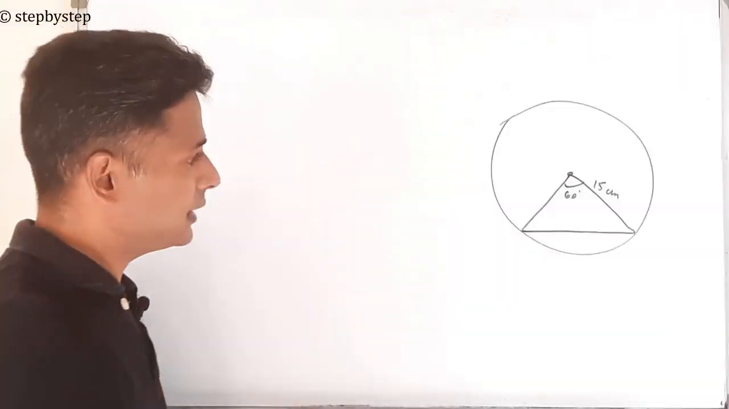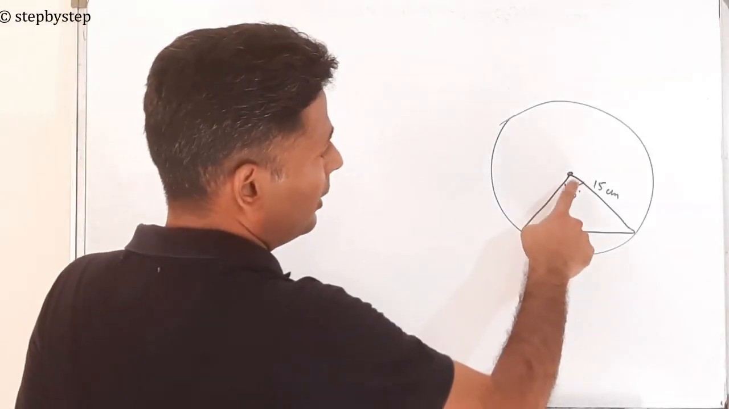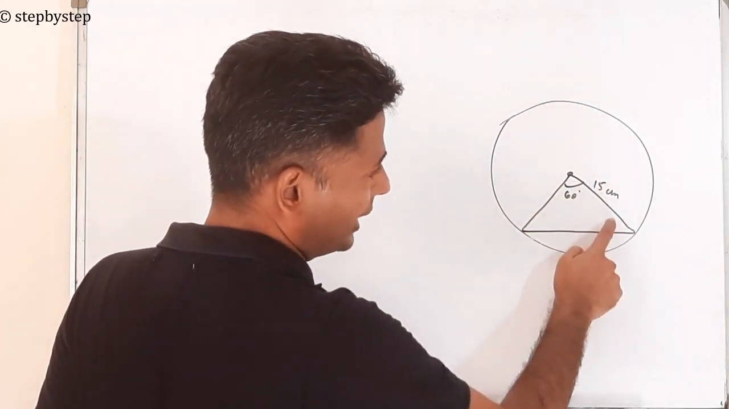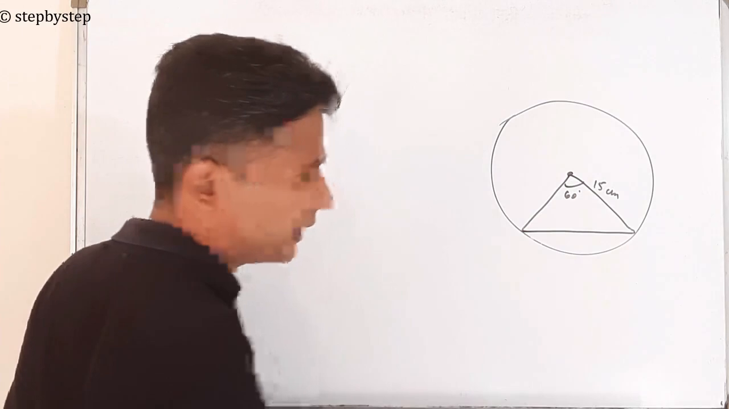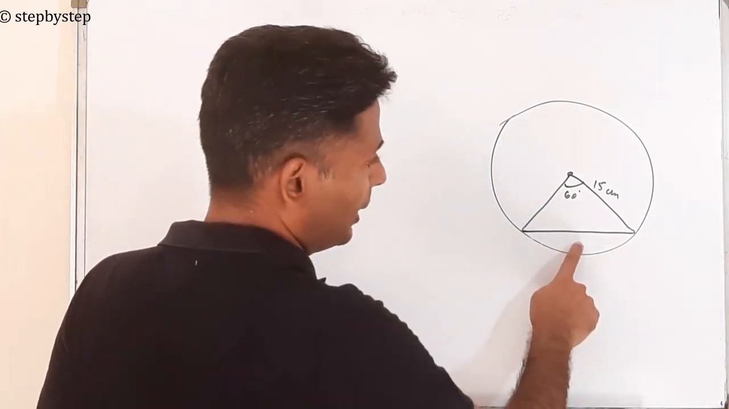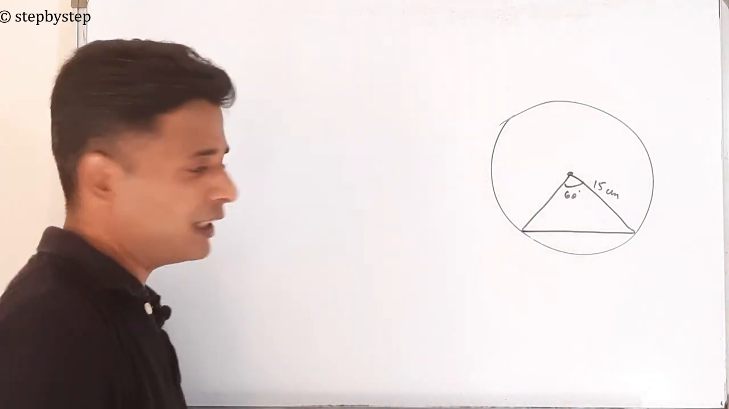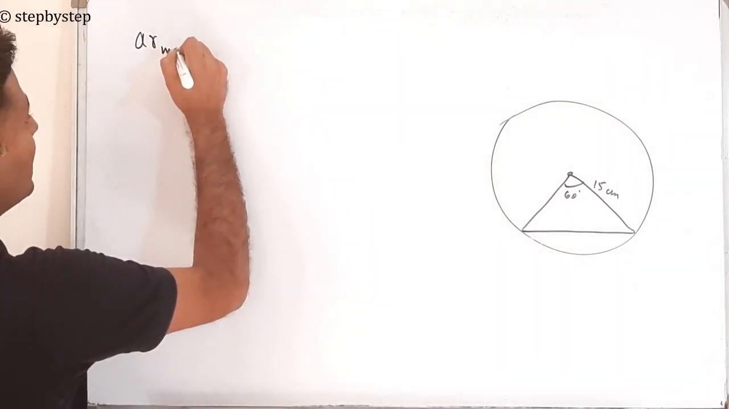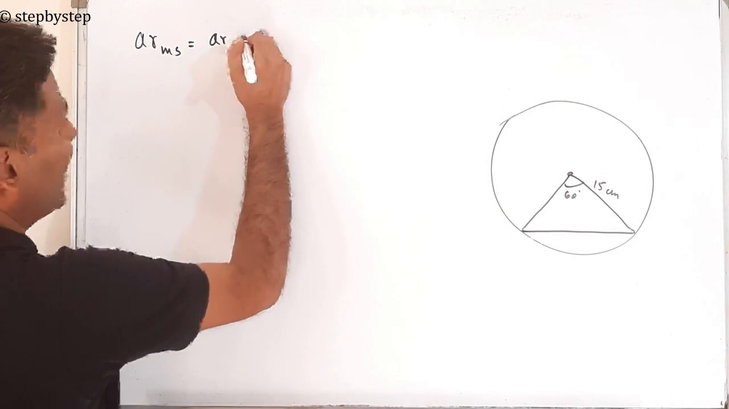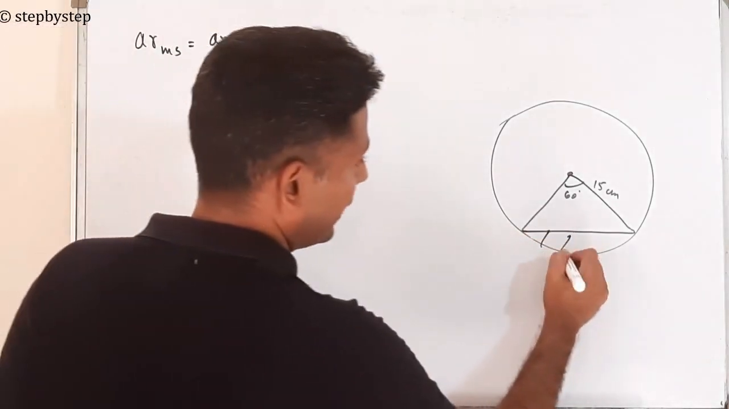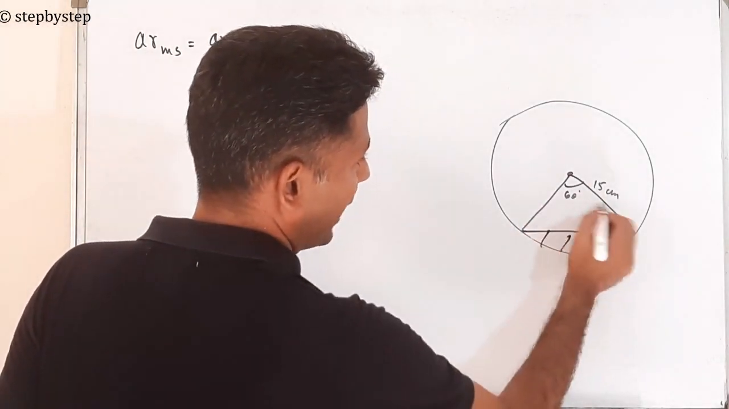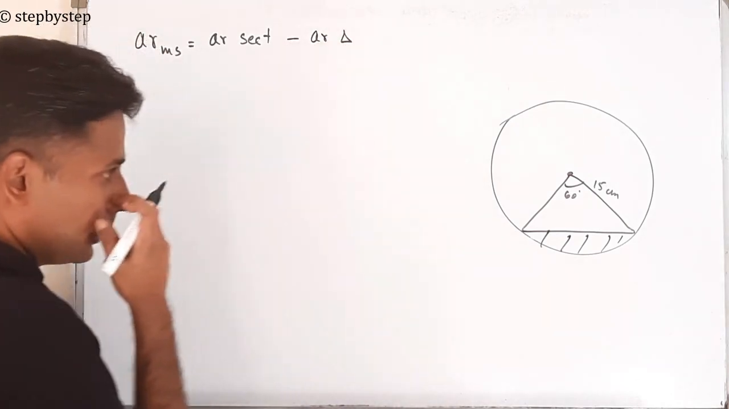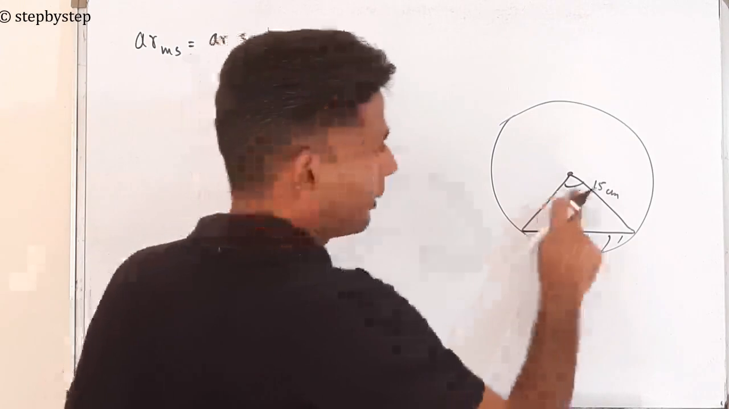Alright guys, the next question, the sixth question. They have said a chord of a circle of radius 15 centimeter subtends 60 degree at the center. They have asked you to find the area of the minor and major segment. So first, area of minor segment. Area of minor segment is equal to area of sector, the whole thing, minus area of triangle, right? Now again for this we have to do the same thing.